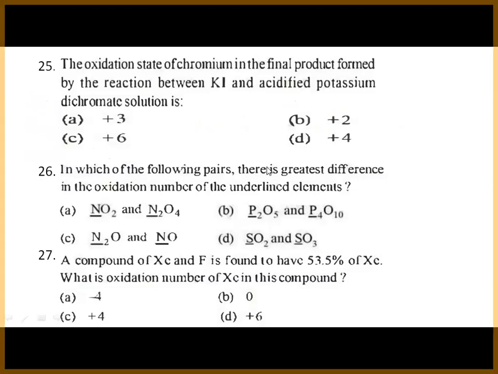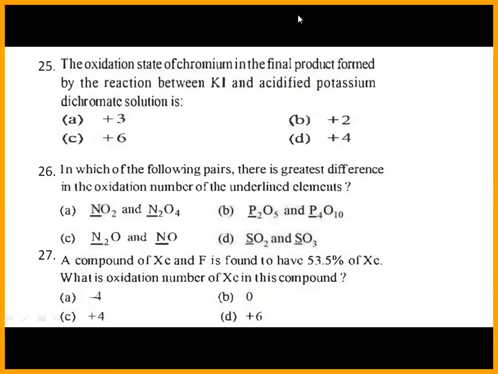Next question. In which of the following pairs is there the greatest difference in the oxidation number of the underlined elements? Let us consider all of them one by one. Oxidation number of nitrogen in NO2 and N2O4. What will it be? Minus 2, 2s are minus 4, so it becomes plus 4 here. Here, 2x minus 8, so 8 by 2 is plus 4 again. So it is plus 4 in both the cases. So the difference is 0.